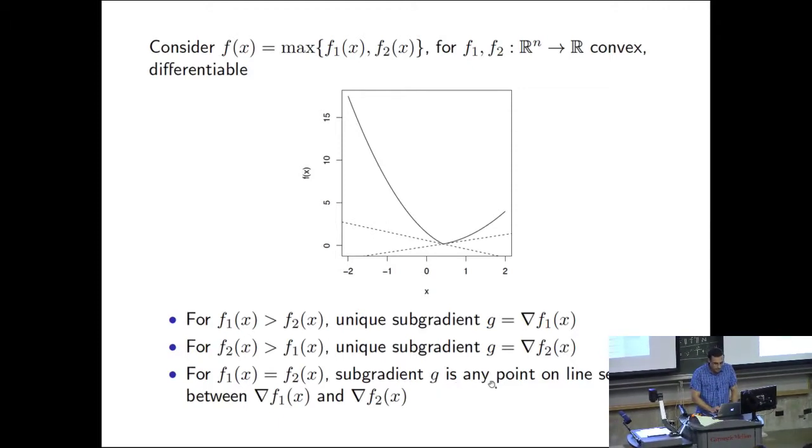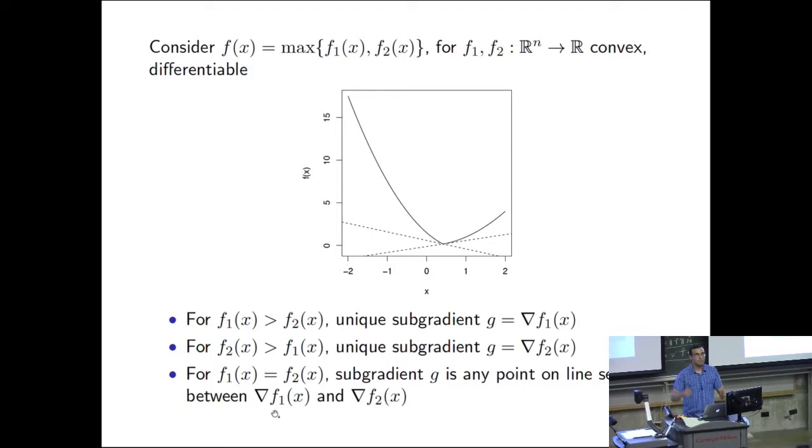And in that case, I claim that there are infinitely many subgradients. Okay, if let's say the gradients of f1 and f2 don't match, any point on the line segment that joins the gradient of f1 and f2 is a valid subgradient. Okay, so I can take, for example, 1/2 of the grad of f1 plus 1/2 of the grad of f2. That's a subgradient. I can also just take grad of f1. That's a subgradient. I can also just take grad of f2. That's a subgradient. But any convex combination of these two gradients will give me a subgradient at points for which the functions are equal.